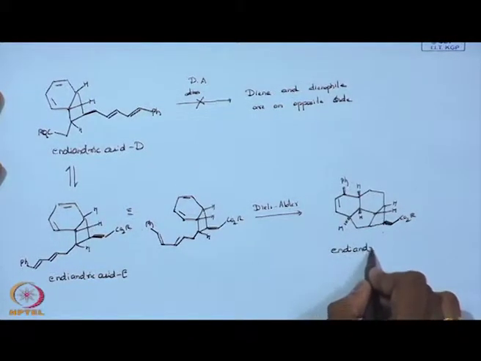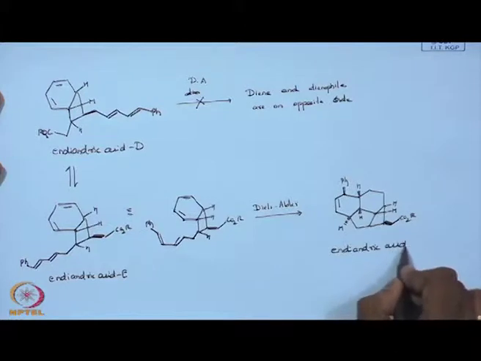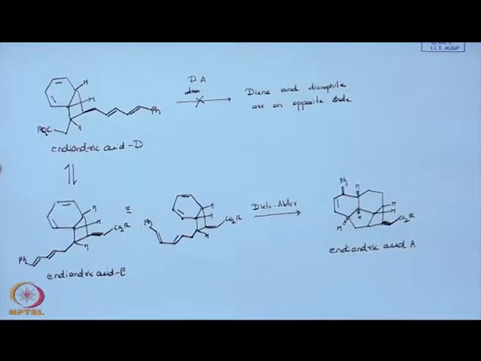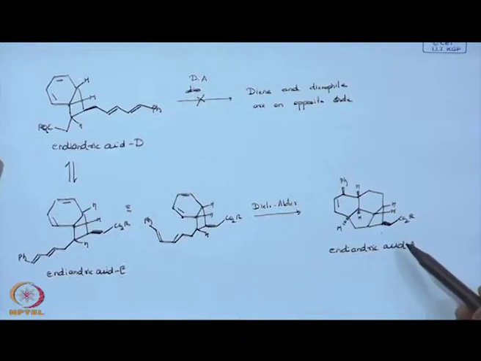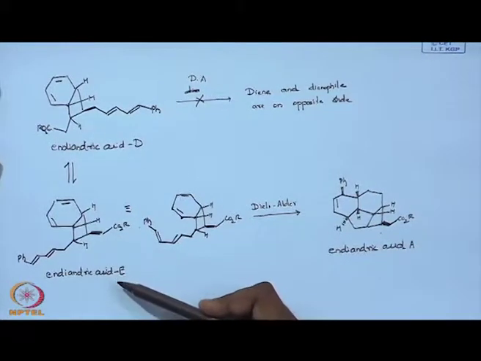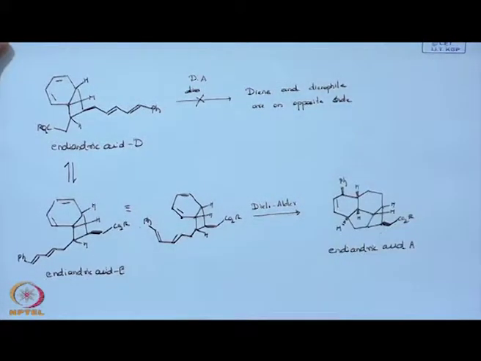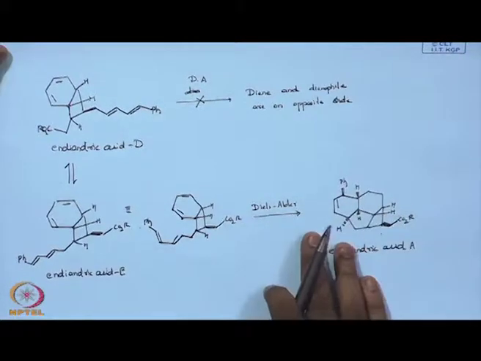endiandric acid A. So now you have A, you have E and you know D. Clear? So, that is how it works. It has both ring closures, one follows a 4n, another follows a 4n plus 2, followed by a nice intramolecular Diels-Alder reaction to give you the product.